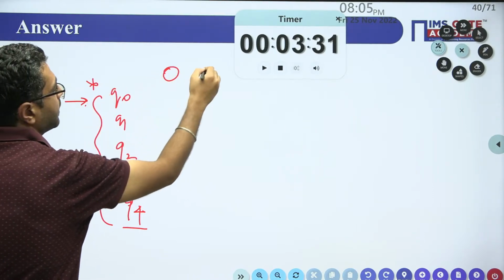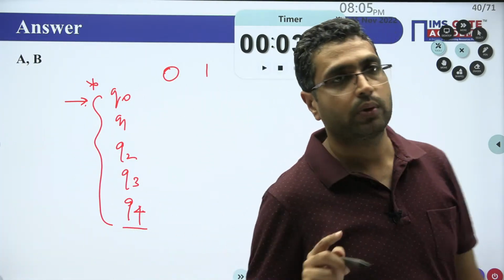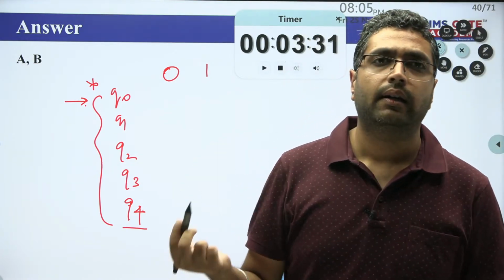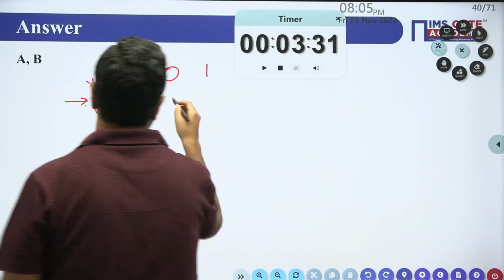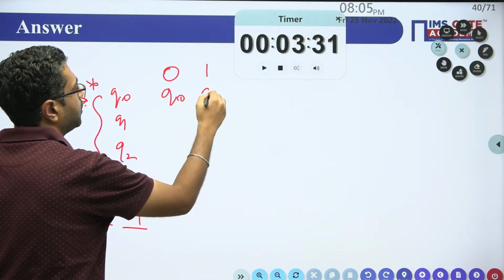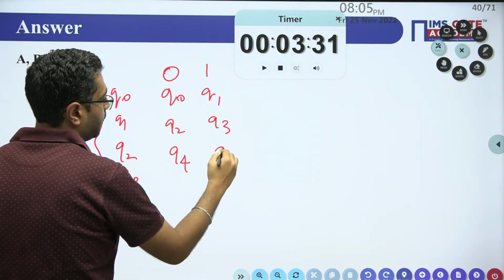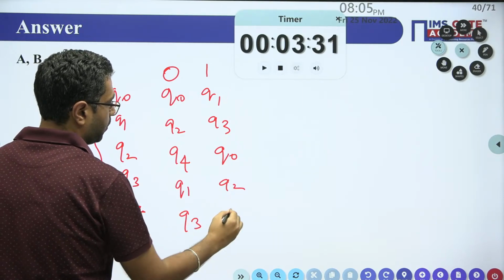I have to write the transitions for Q0 and 1. So the trick is you have to write Q0, Q1, Q2, Q3, Q4 in the transition table from top to bottom, left to right. You just fill it, you will get the transition. So for example, for this one, you will get it as Q0, Q1, Q2, Q3, Q4. You fill it as Q0, Q1, Q2, Q3, Q4.